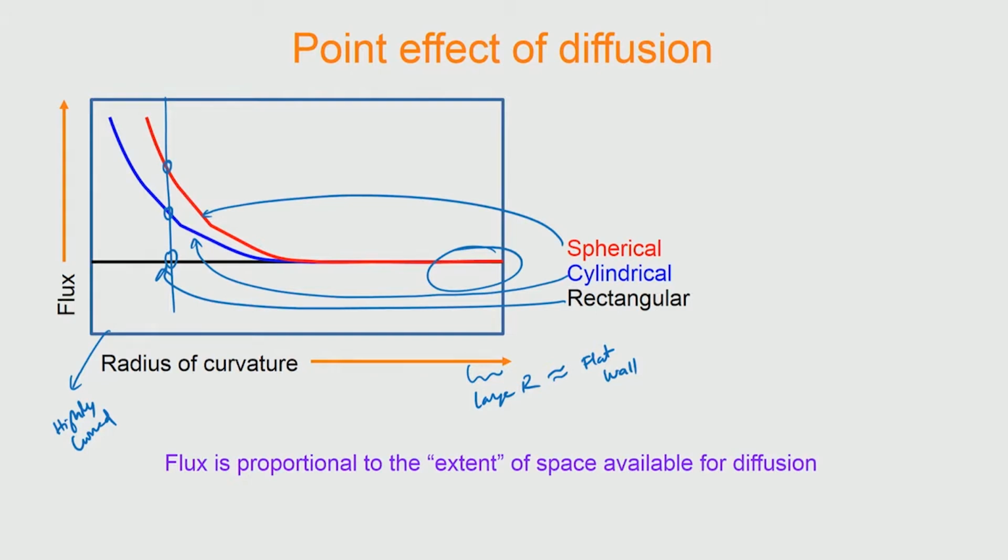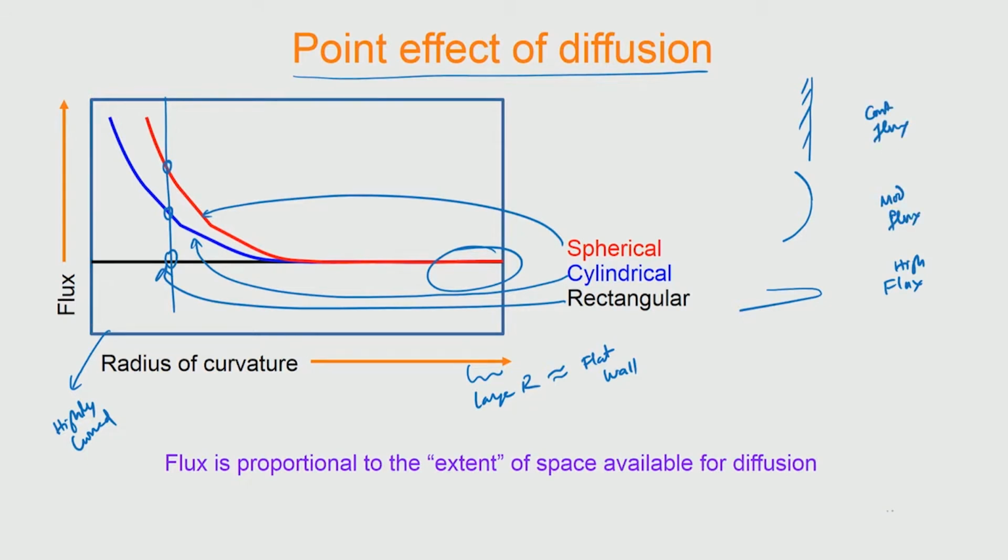Now, this effect, that because of the curvature the flux is changing for the same delta t, is called the point effect of diffusion. What it implies is that when you have situations like a slab versus a cylindrical surface versus a spherical one, as the curvature is increasing, you have a flux that is large, here a moderate flux, and this is basically constant flux.